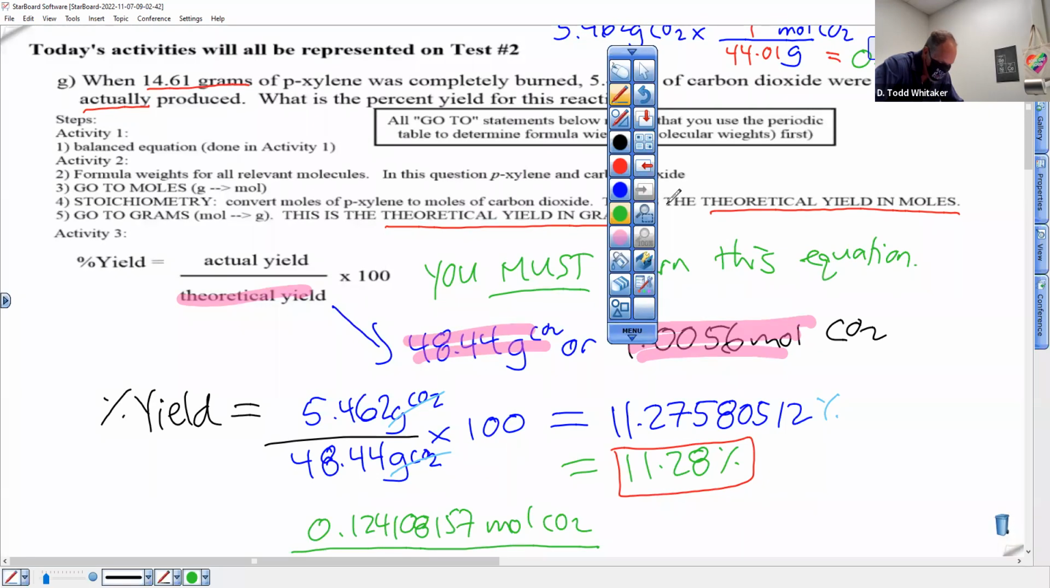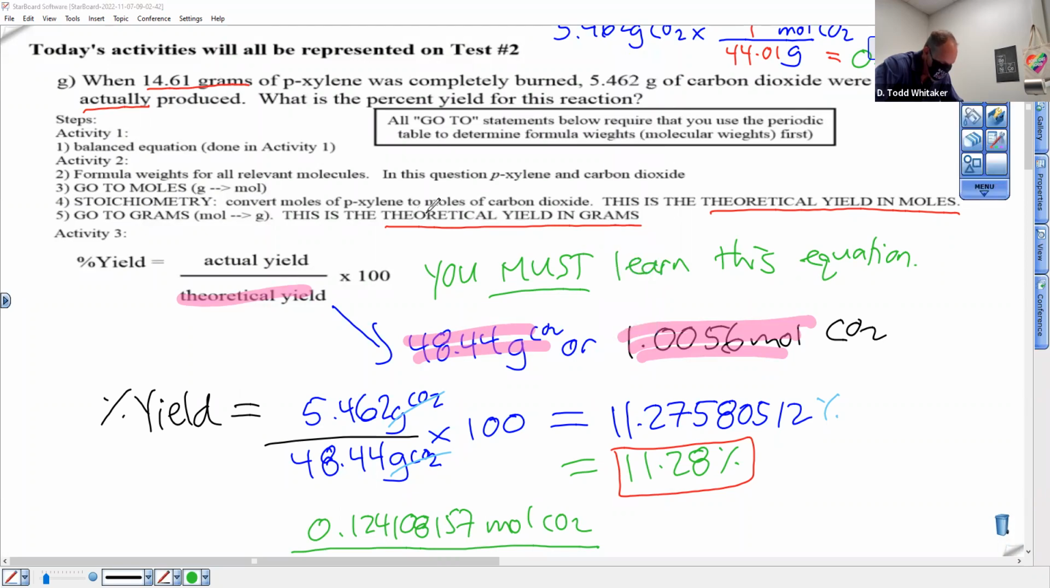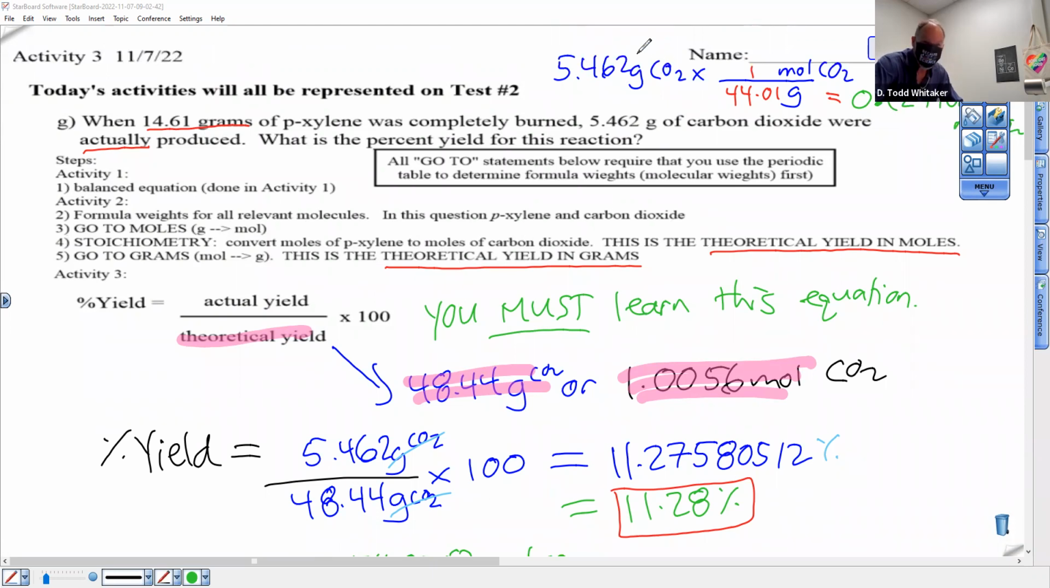Convert moles of p-xylene and moles CO2 to theoretical yield in moles. Yeah. We all did this in the activity too. So I need moles of CO2. Tell me what this represents. What was this number? Read the question and tell me what this number was. The amount of carbon dioxide that I might have made or actually made? I need to know which one. Actual yield, right there. This is also an actual yield. It's in moles now.